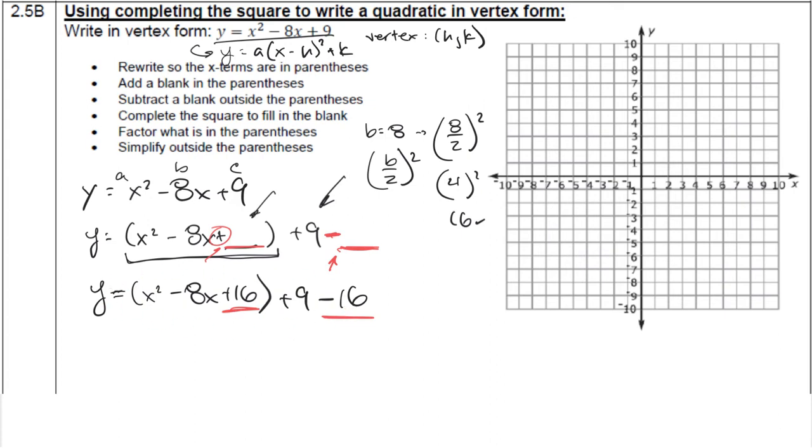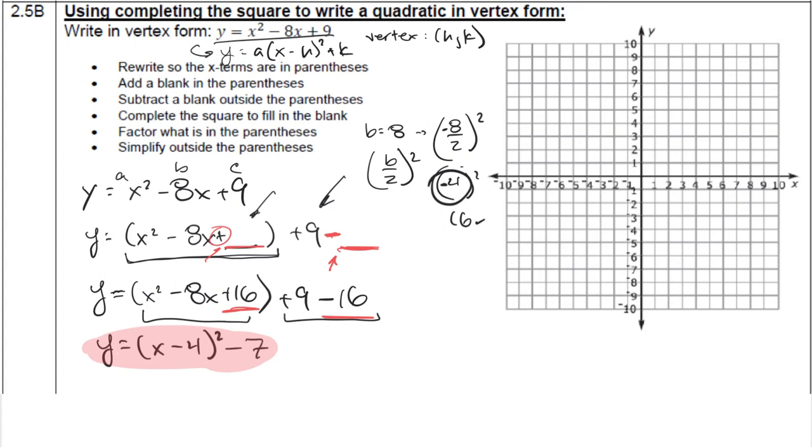Then I'm going to simplify. So I get y equals, I can factor this, and here are my factors. It's x minus 4 squared. And then I do the arithmetic out here. 9 minus 16, that's negative 7. And I am done. This is the same quadratic function, but now it's in vertex form.